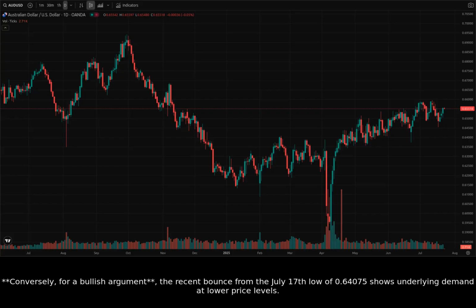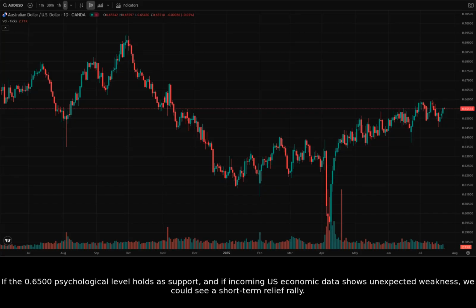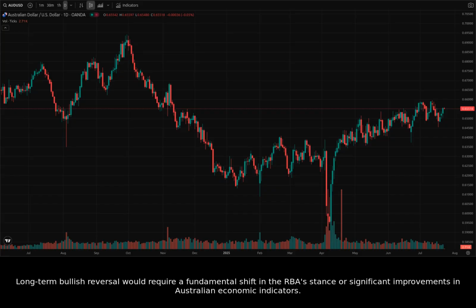Conversely, for a bullish argument, the recent bounce from the July 17th low of 0.64075 shows underlying demand at lower price levels. If the 0.6500 psychological level holds as support, and if incoming U.S. economic data shows unexpected weakness, we could see a short-term relief rally. Long-term bullish reversal would require a fundamental shift in the RBA's stance or significant improvements in Australian economic indicators.